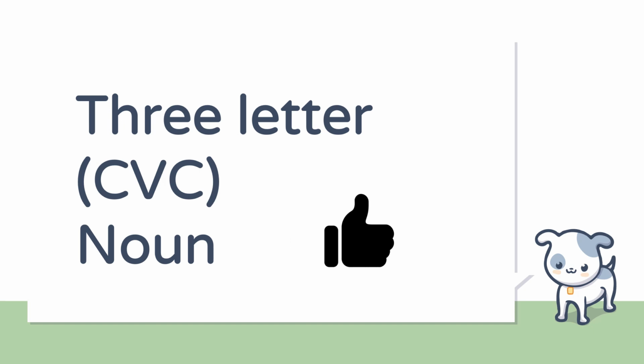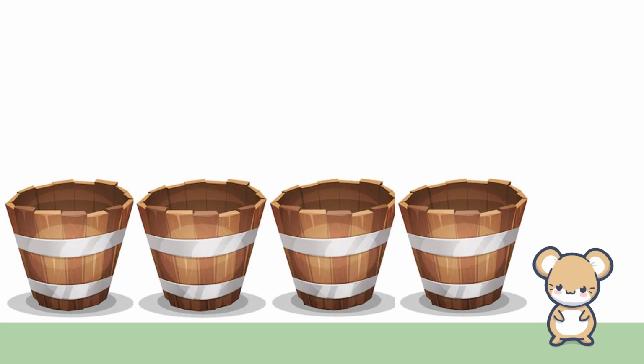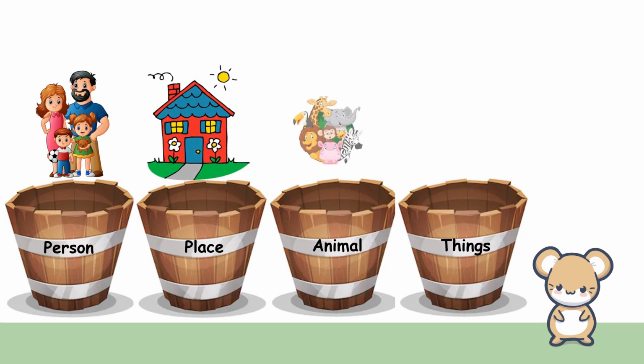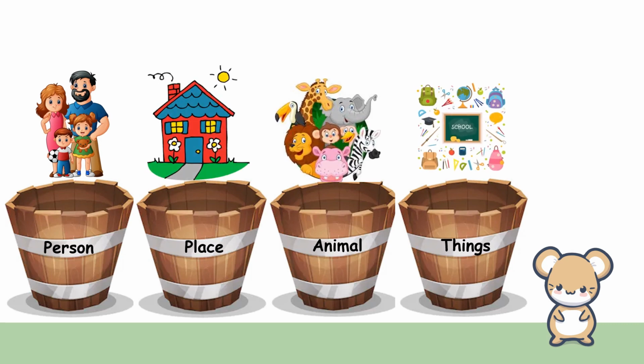Let us read 3-letter CVC words which are connected to nouns. Children, can you see 4 buckets here? Each bucket represents a person, place, animal, and a thing. So now a person can look like this. A place is anywhere we go to. Animals are of different kinds. And we use different things in our daily life. Let us read CVC words and categorize them according to the names mentioned on the bucket.